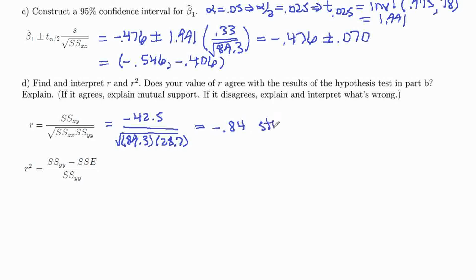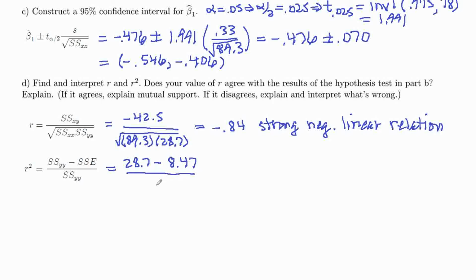So this is a strong negative linear relationship is how you would interpret that. And then r squared here, so our sum of squares of yy, that is 28.7, minus the SSE. SSE was 8.47. Found that up above. And then all over the sum of squares of yy, again 28.7. And that gives 0.705.